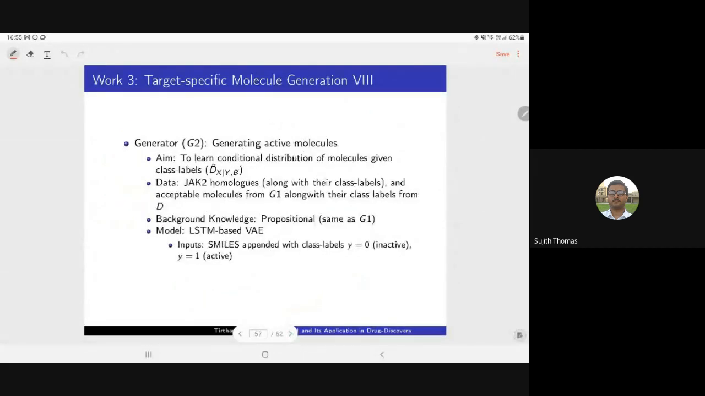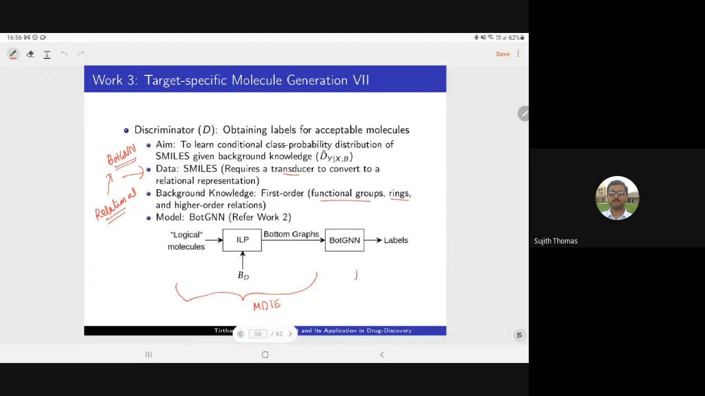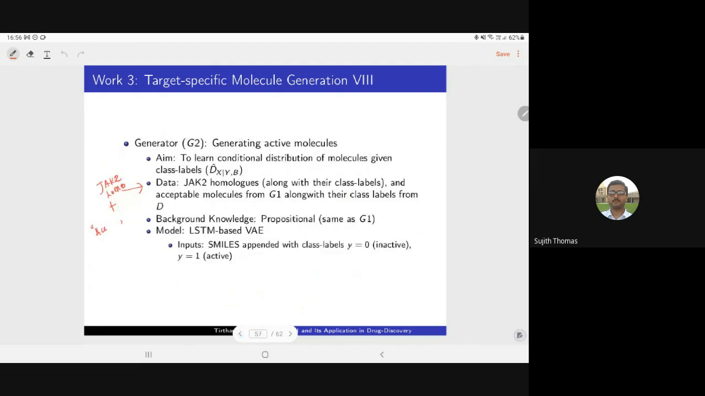Now the third block is G2. G2 is a conditional generator to approximate the conditional distribution G of X given Y comma B. The data for this is those JAK2 homologs, plus our acceptable molecules labeled with BORD-GNN class labels. So we construct our G2 with the help of these JAK2 homologs and the acceptable molecules with the BORD-GNN labels.